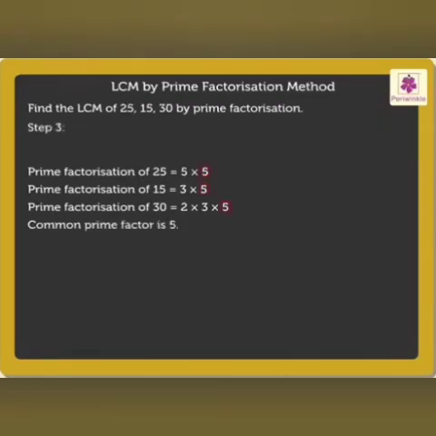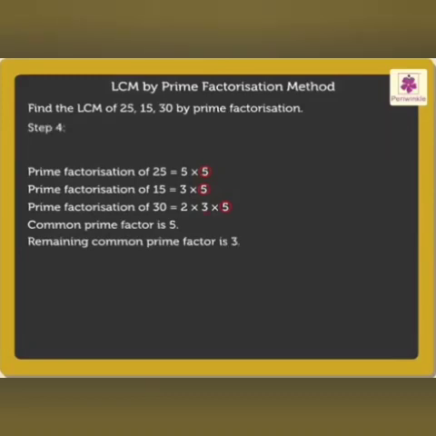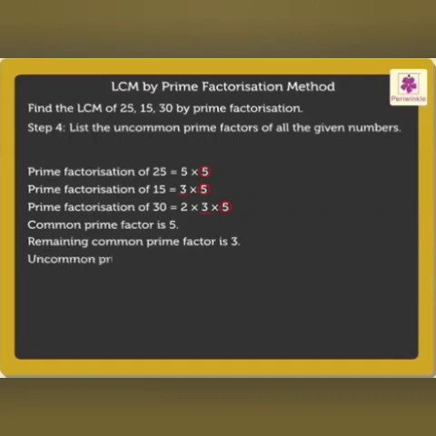Step 3. Underline the remaining common prime factors of any two numbers. Here we get the remaining common factor as 3. Step 4. List the uncommon prime factors of all the given numbers. Finally, the uncommon factors are 2 and 5.